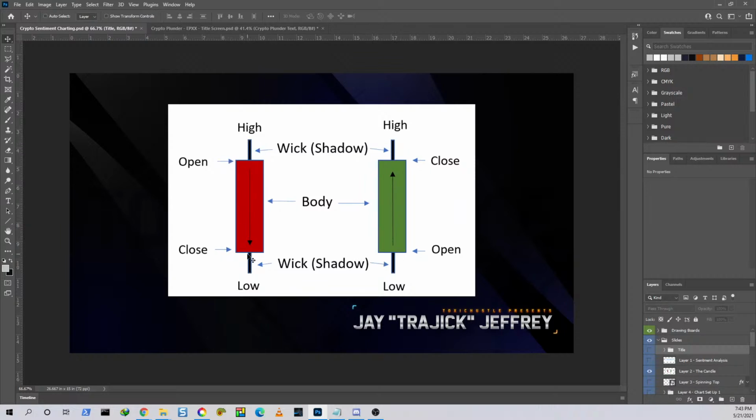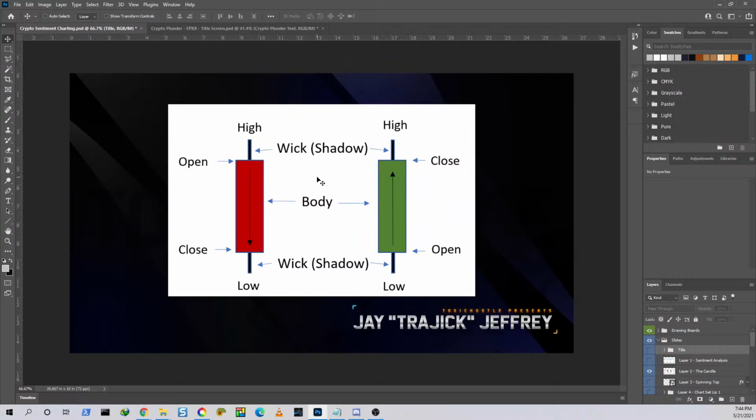Then this stick right here, the wick, lets you know how high it went and how low it went on either portions of this trade. So that's what you see when you look at this. When you look at this object, you're seeing the sentiment for the day. Now you see how you can look at that and say, okay, it opened here, it closed down. Okay, it's a solid down, right? But what if you were unsure?